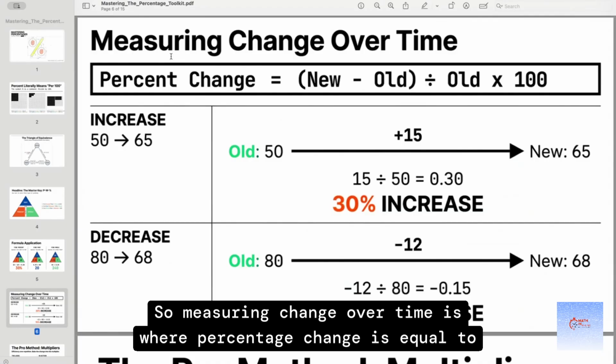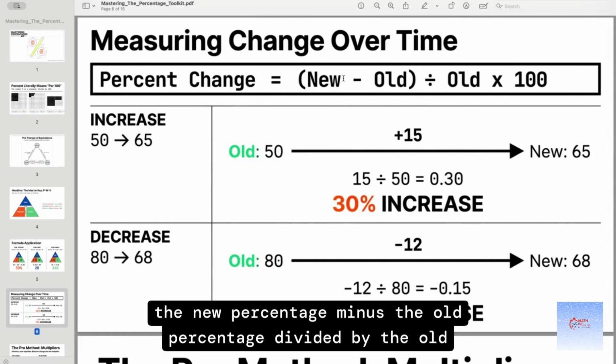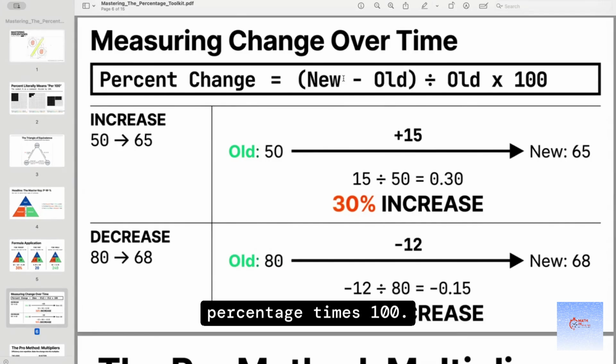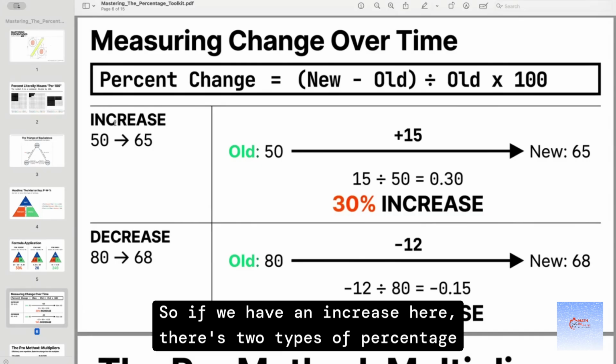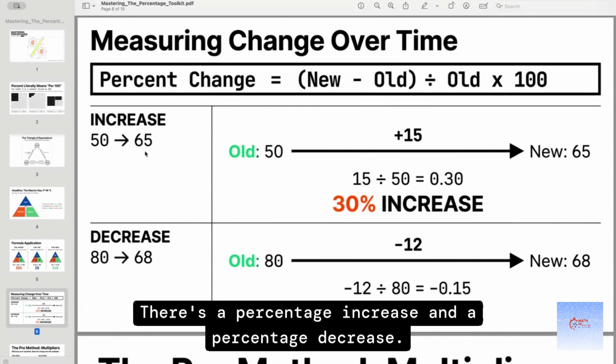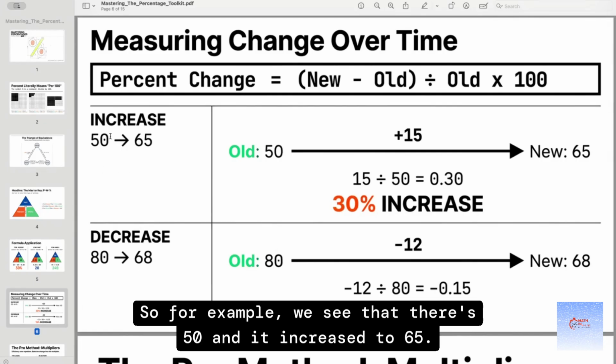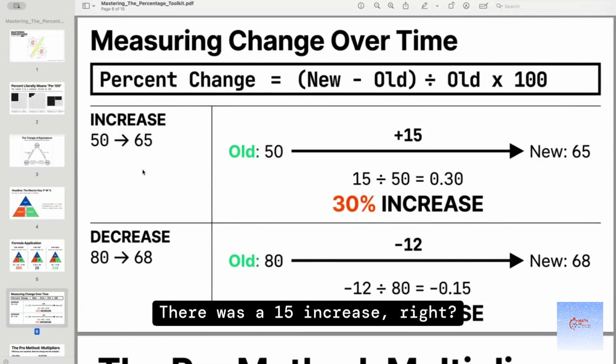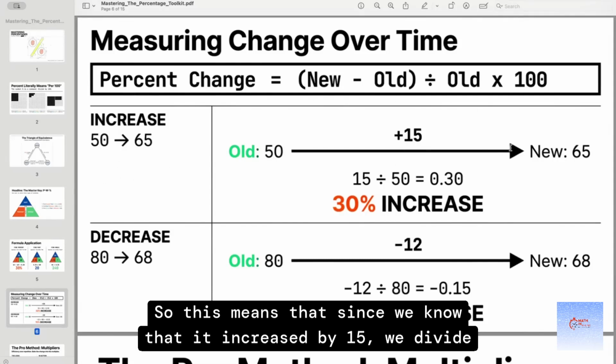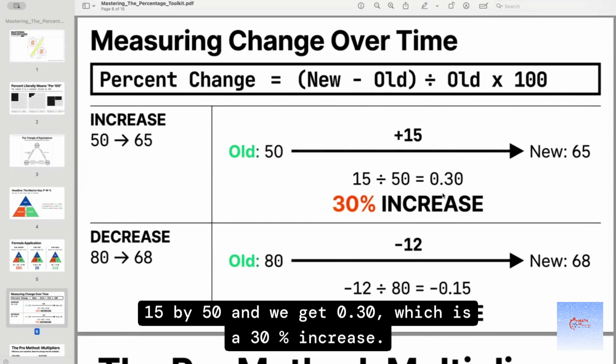Measuring change over time is where percentage change is equal to the new value minus the old value, divided by the old value, times 100. There are two types of percentage change problems as well: a percentage increase and a percentage decrease. For example, if we see that there's 50 and it increased to 65, there was a 15 increase. Since we know that it increased by 15, we divide 15 by 50 and we get 0.30, which is a 30% increase.